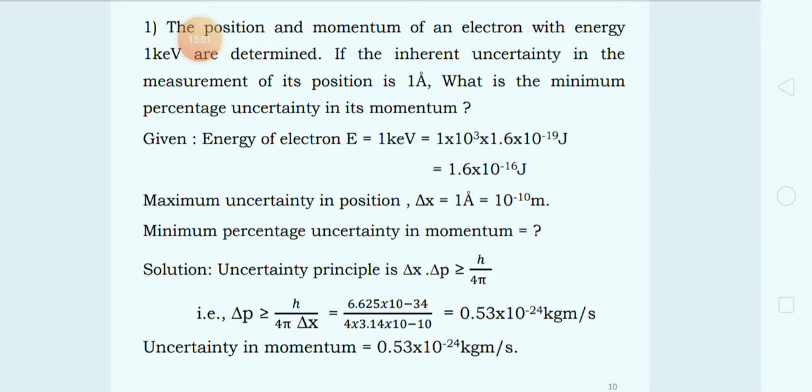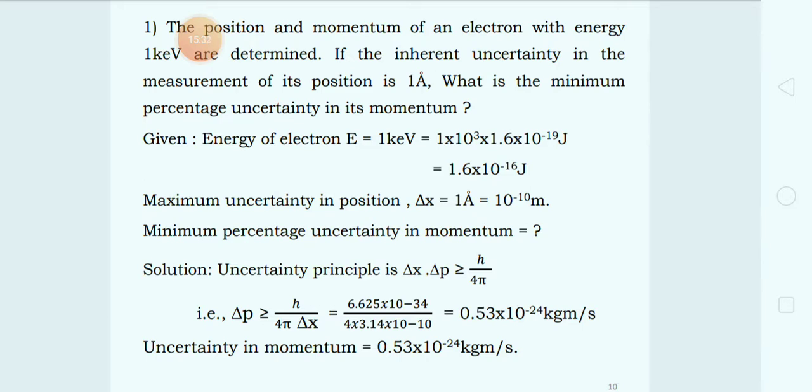The given parameters are, first, the kinetic energy of the electron is given, that is E is equal to 1 kilo electron volt. To convert, kilo is 10 power 3 and electron volt into joule is 1.6 into 10 power minus 19 joules. 1 into 10 power 3 into 1.6 into 10 power minus 19 joules will be reduced as 1.6 into 10 power minus 16 joules.